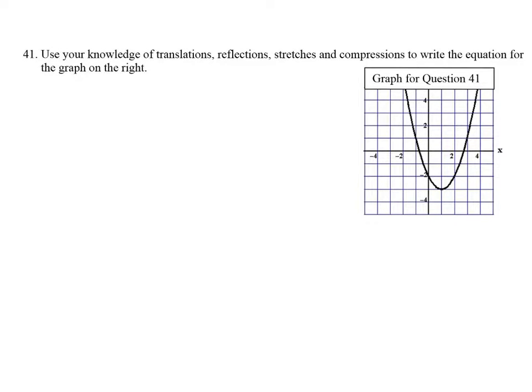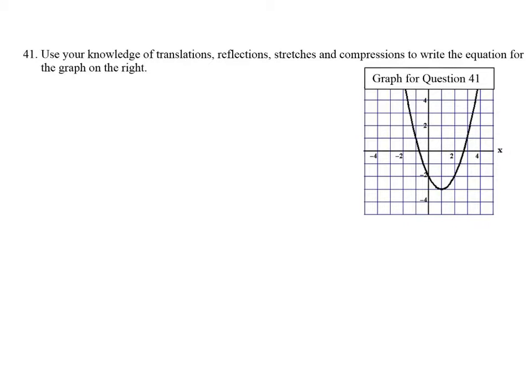In this problem, we're asked to build a function whose graph is provided there in the picture. So this problem is a little backwards from what you're used to. You're used to being given a function and then asked to graph it. In this problem, we're given the graph and asked to write the function.